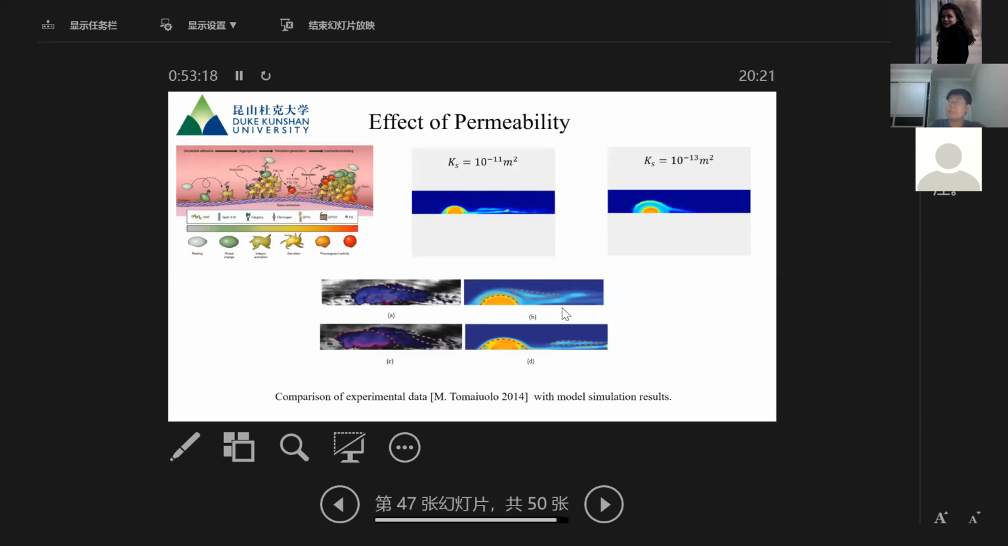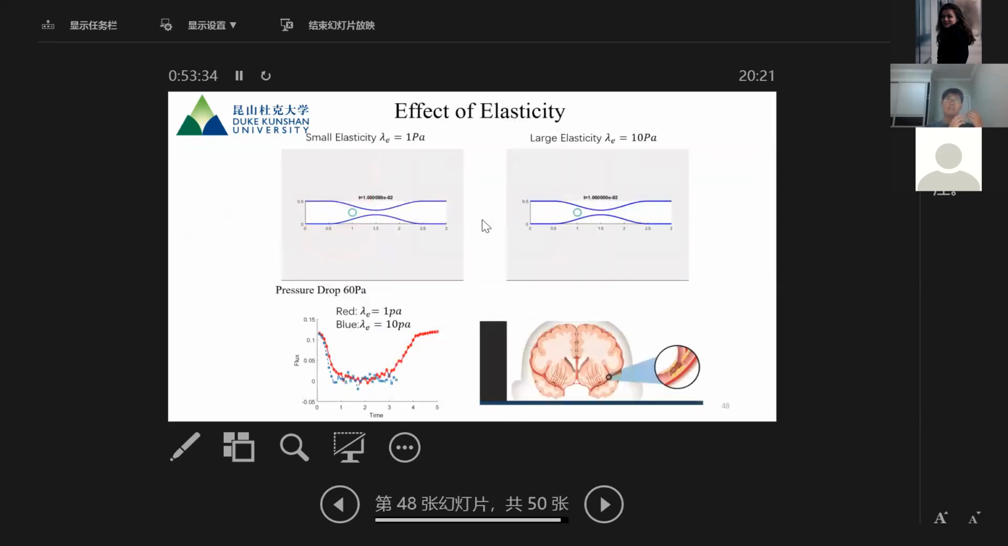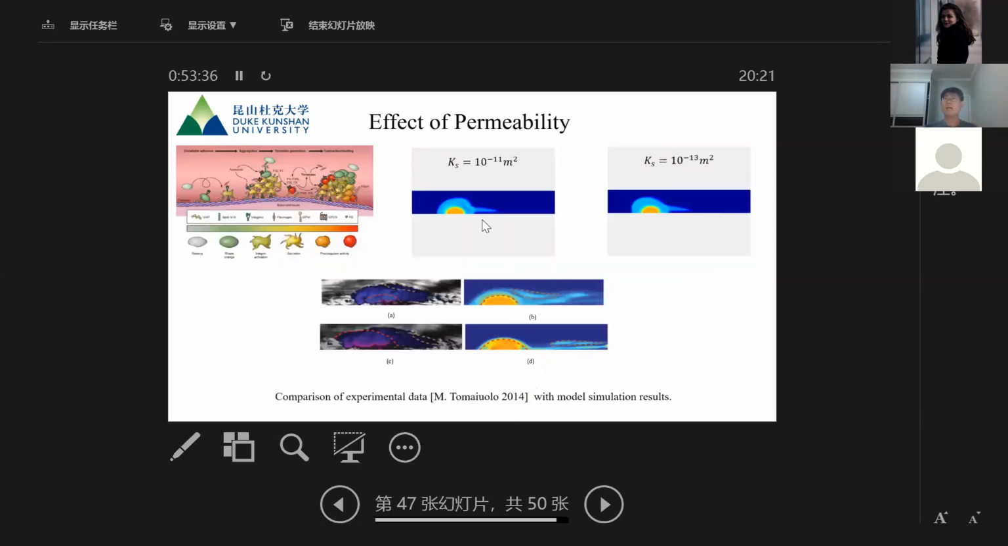So what is permeability? Permeability is a very important feature to describe how easily the fluid can pass through this material. The model predicts that the clot with higher permeability is more prone to form embolization. You can see the permeability of this one is 2 orders higher than this one. You can see an elongated shape, and then it detaches from the clot.